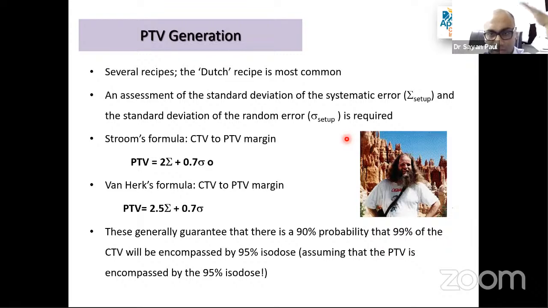So this formula, you all know, this PTV generation formula, Van Herk's formula and Stroom's formula, is 2.5 times systematic error plus 0.7 times random error. This generally guarantees that there is a 90% probability that 99% of the CTV will be encompassed by the 95% isodose, assuming that the PTV is encompassed by the 95% isodose if you give this margin.